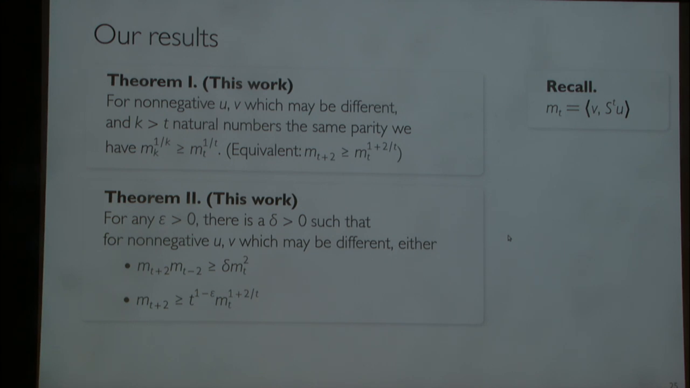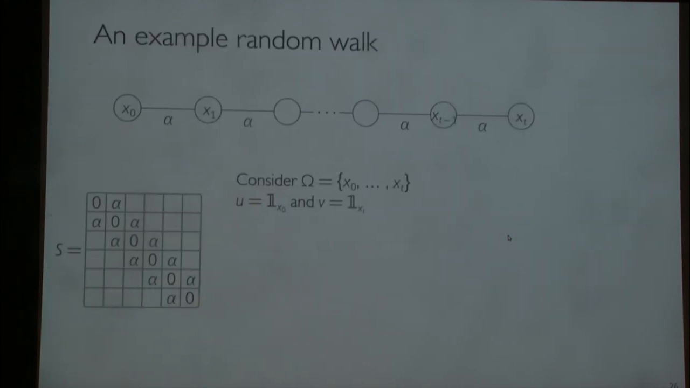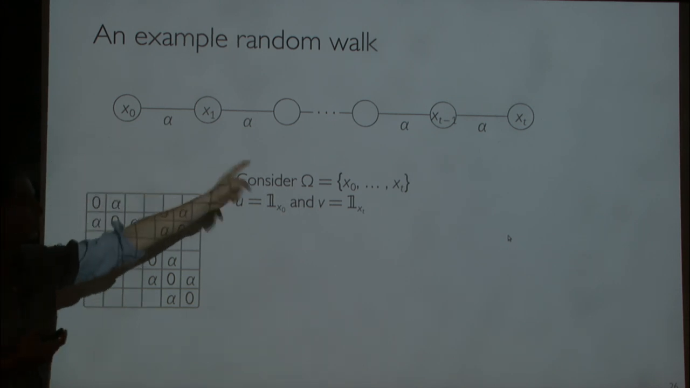OK, so now let's see why this is exactly tight. Consider the path graph. We have t plus 1 nodes and t edges. Now our u is the point mass here, and v is the point mass at the other end.